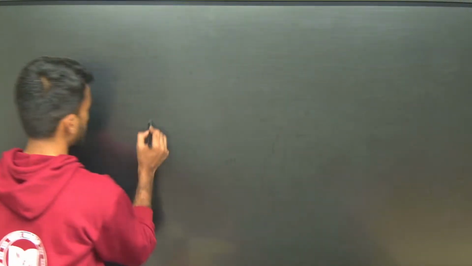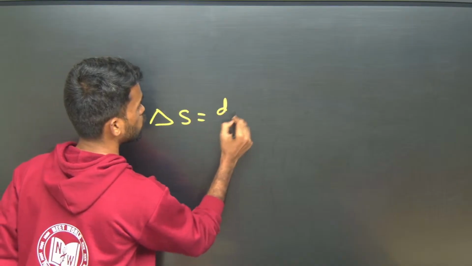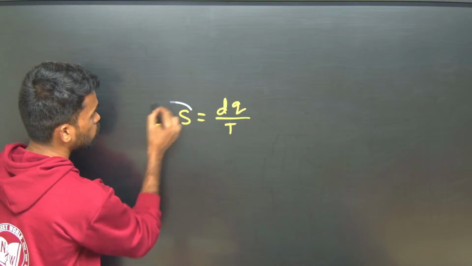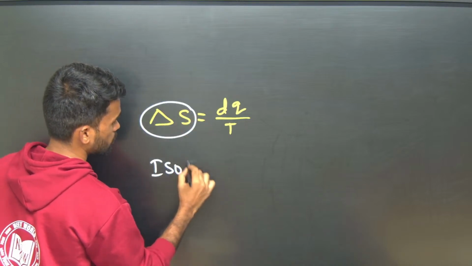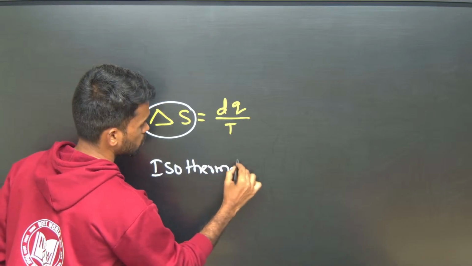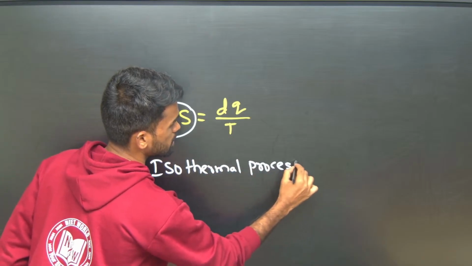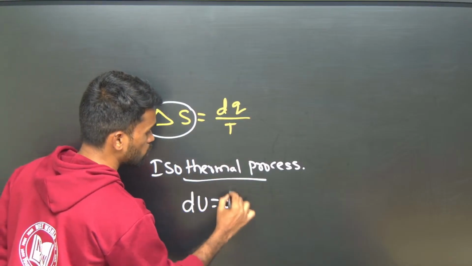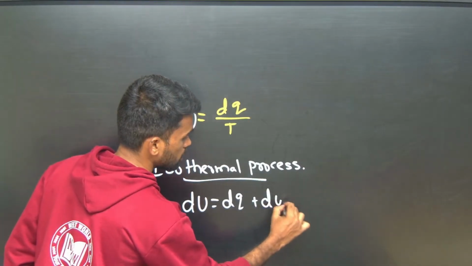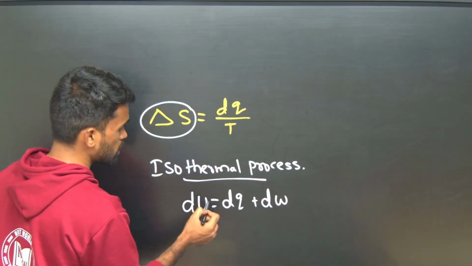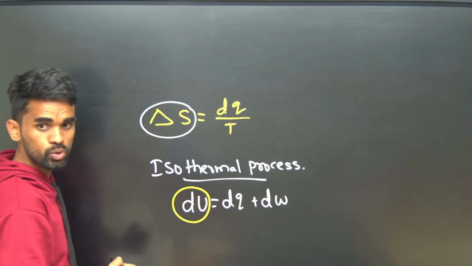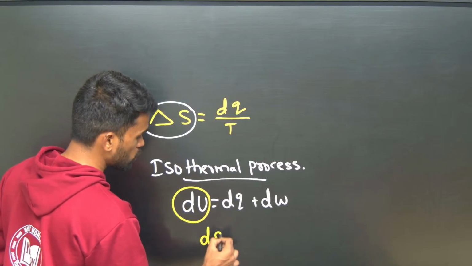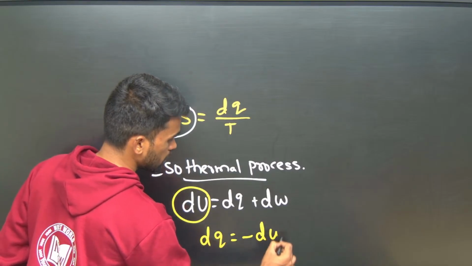For example, delta S equals dq by T. Now I am asking you how to calculate it for an isothermal process. What is constant here? Temperature is constant. From the first law of thermodynamics, du equals dq plus dw. For an isothermal process, U is constant since temperature is constant, so du becomes 0. Therefore dq equals minus dw.